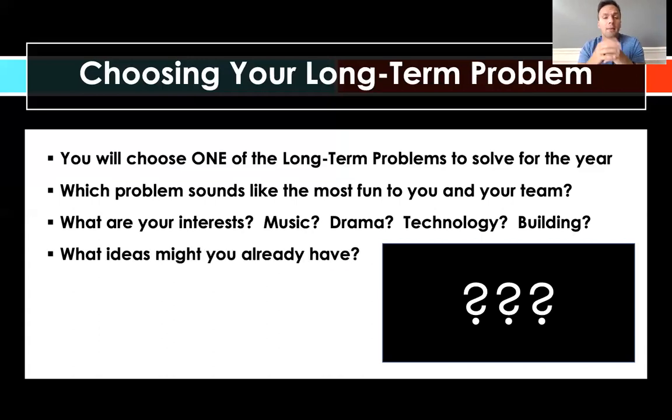All right, maybe you already have some ideas. Maybe you read those problem synopses and you're like, I have a really cool idea for problem 5 this year. So maybe that's one way to choose your problem. Maybe that's the one that resonates with you in terms of solutions you've come up with.